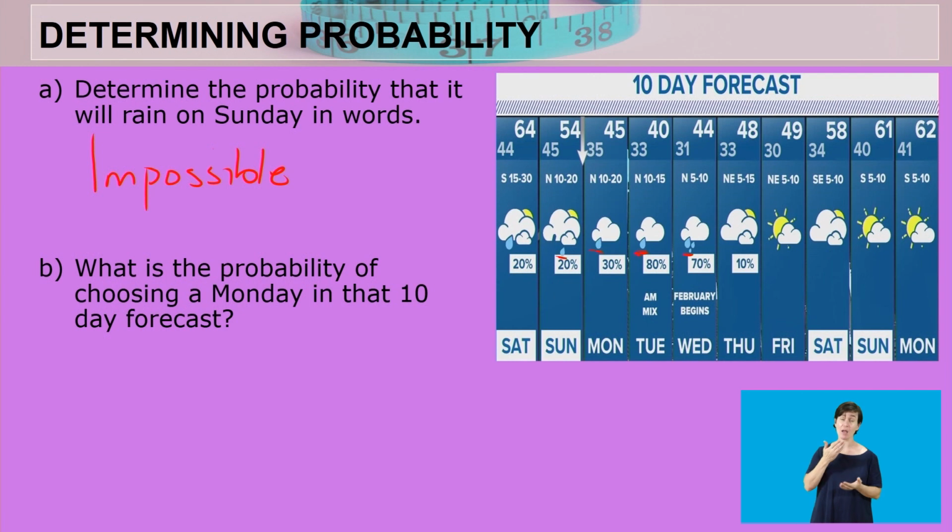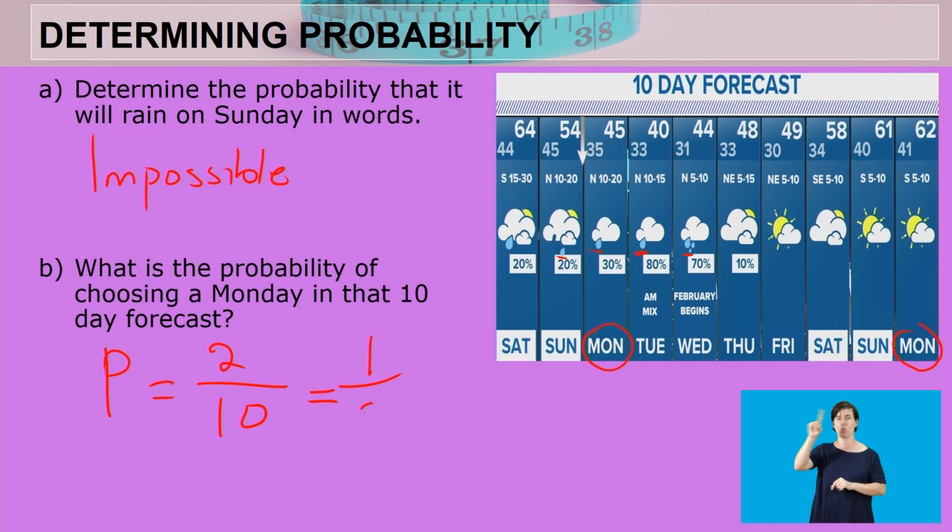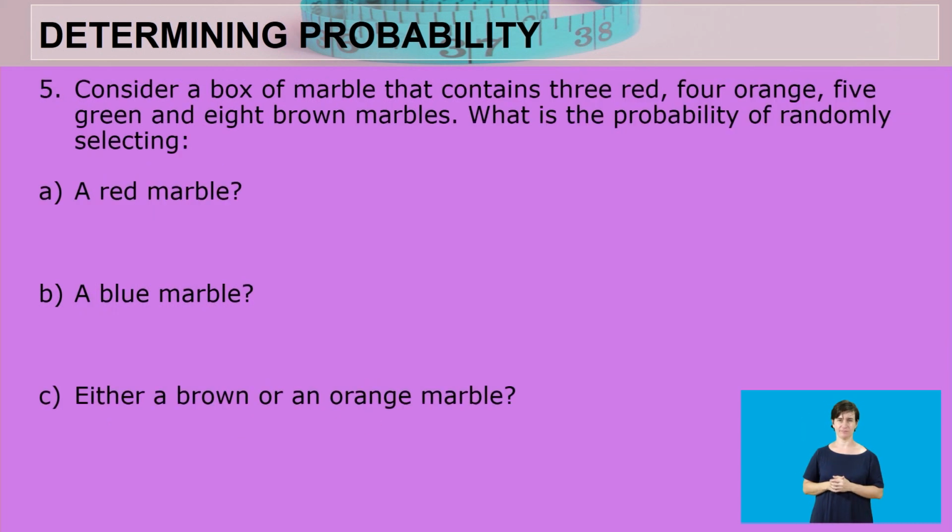What is the probability of choosing a Monday in this 10-day forecast? Then how many Mondays do we have here? We'll say probability is equal to... we've got a Monday here and we've got a Monday there. So it's 2 out of how many days do we have? 1, 2, 3, 4, 5, 6, 7, 8, 9, 10. So we've got 10 days. So it's 2 over 10, which can be written as, 2 is the highest common factor. 2 goes once into 2 and it goes 5 times into 10.